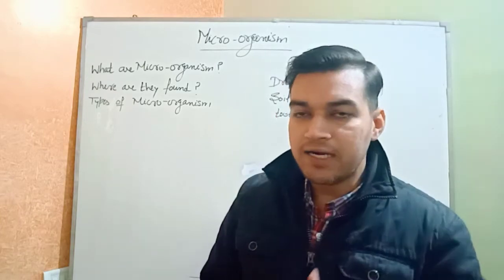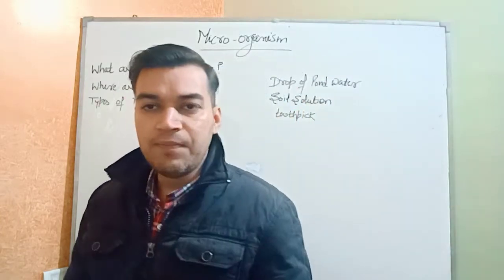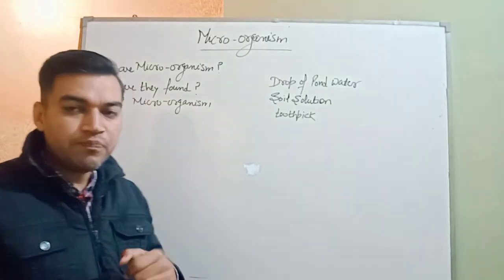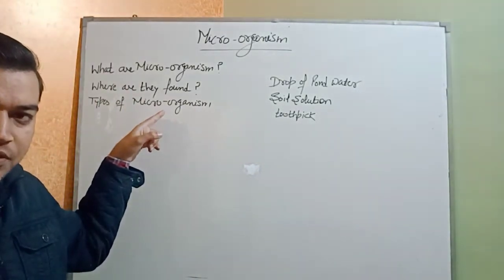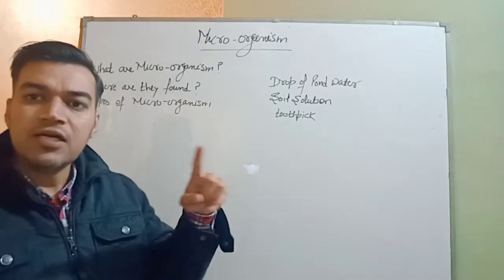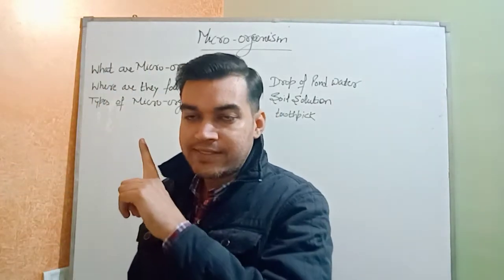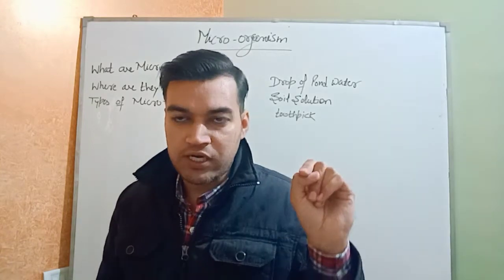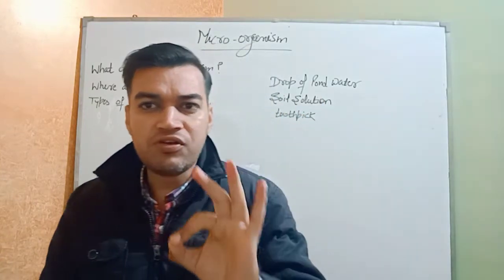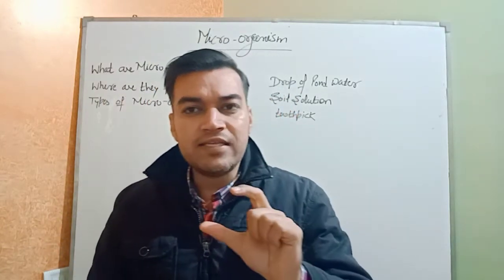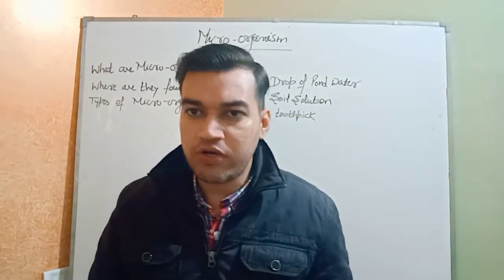So let's start this chapter with the first three topics. In this video, we're going to do what microorganisms are, where they are found, and types of microorganisms. First, what are microorganisms? We are very much aware of the first word, organism. We are living organisms.